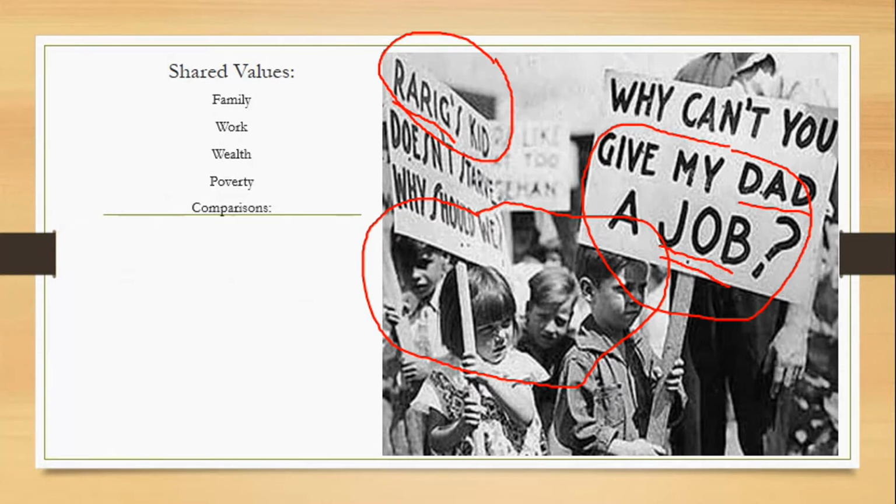Comparisons being made in the photo. In this photo, some of the comparisons being made are Roerig versus this dad, and then also Roerig's kid versus these kids. It is wealthy versus poor.